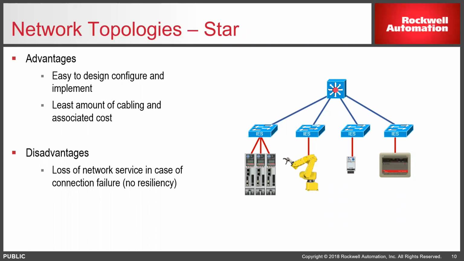The next network topology is a star topology. Again, very easy to design, configure, and implement. It also has a very low amount of cabling costs when you go to implement it. However, one of the disadvantages is a loss of network service because, again, it doesn't have any resiliency. So if you were to lose connection to any of those devices down on the bottom right, then there'd be no way to have the network continue to run successfully because there is no resiliency and it's a single point of failure.